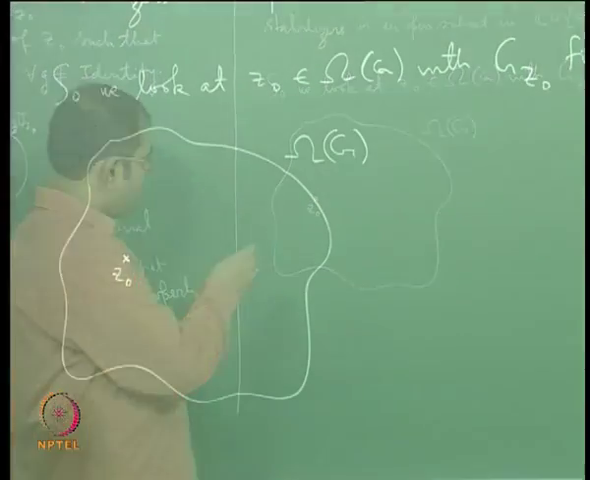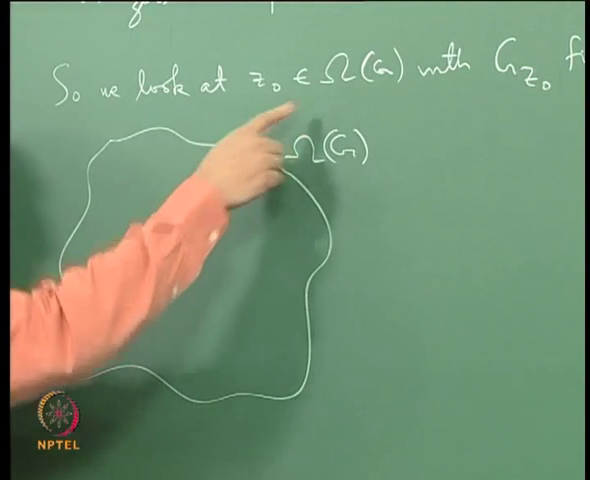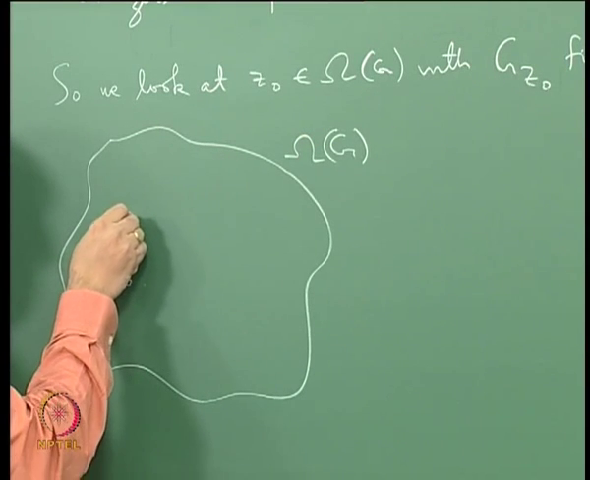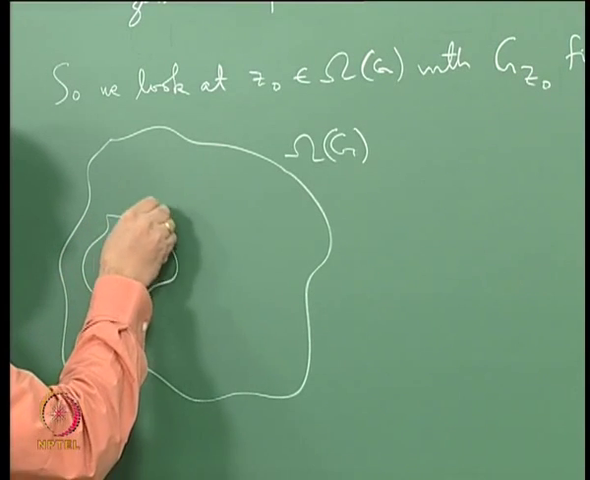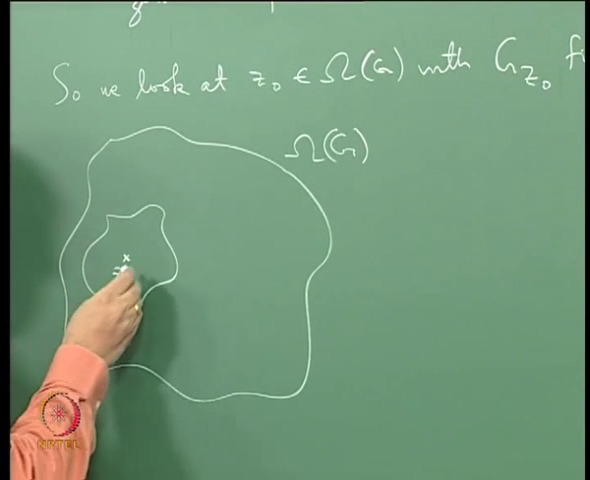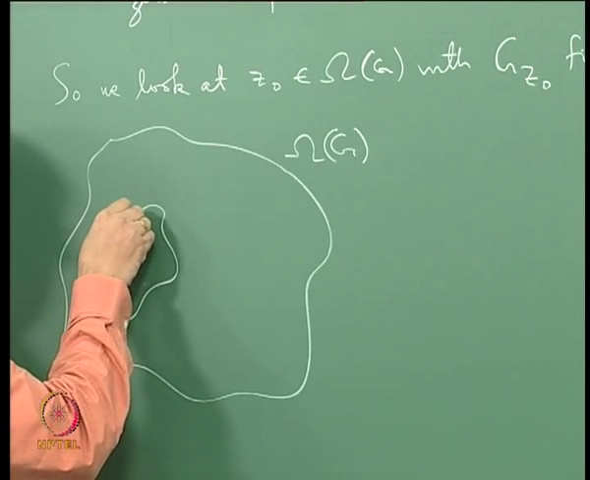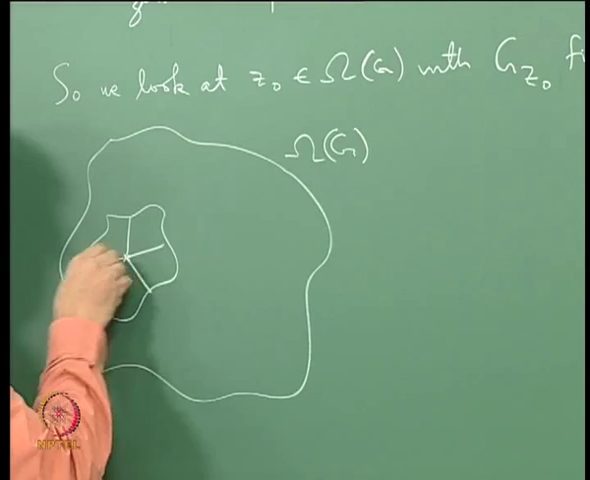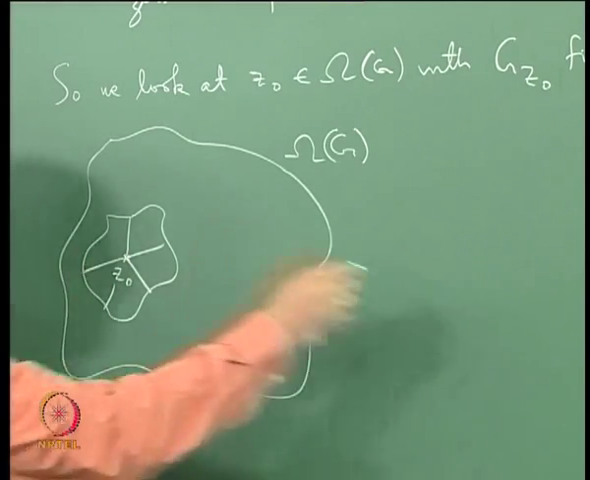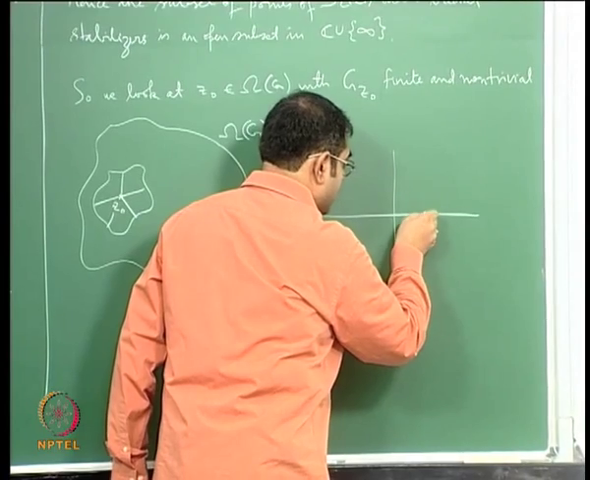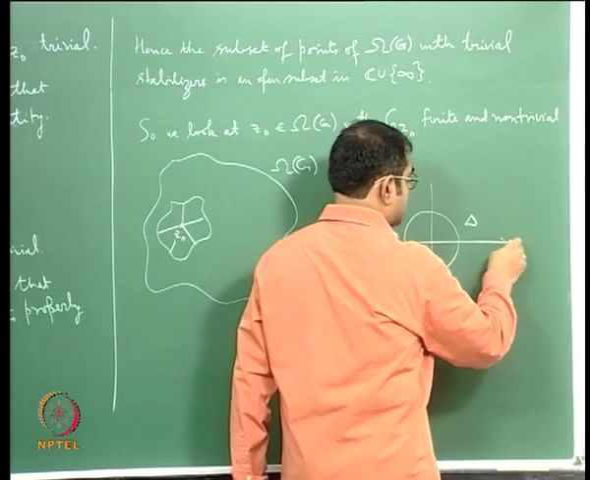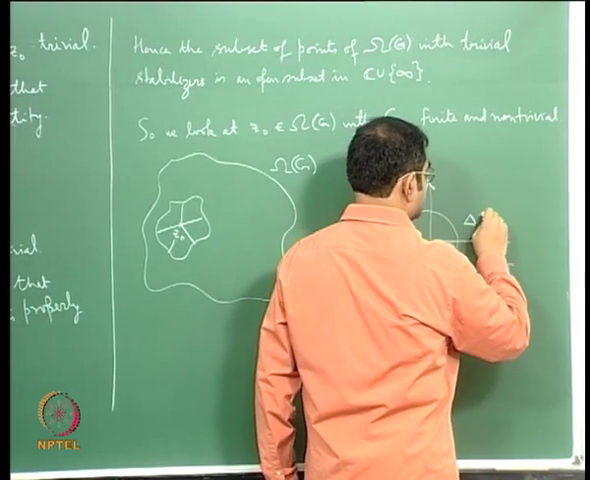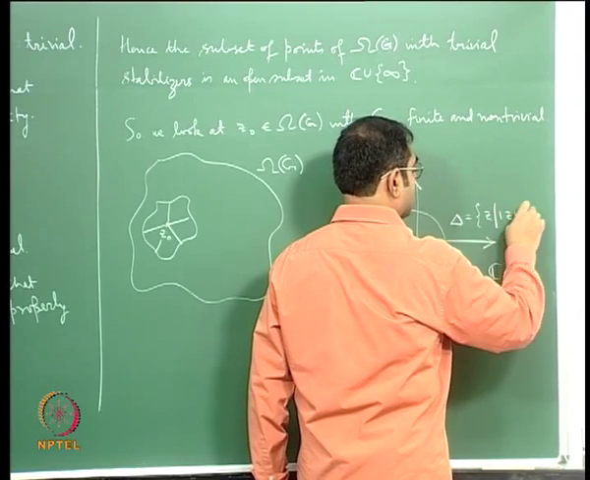What I am going to tell you is that for a point z0 with finite stabilizer, there is going to be a neighborhood of z0 which looks like the unit disk, delta. So this is the unit disk in the complex plane. Delta is the set of all z such that mod z is less than 1.